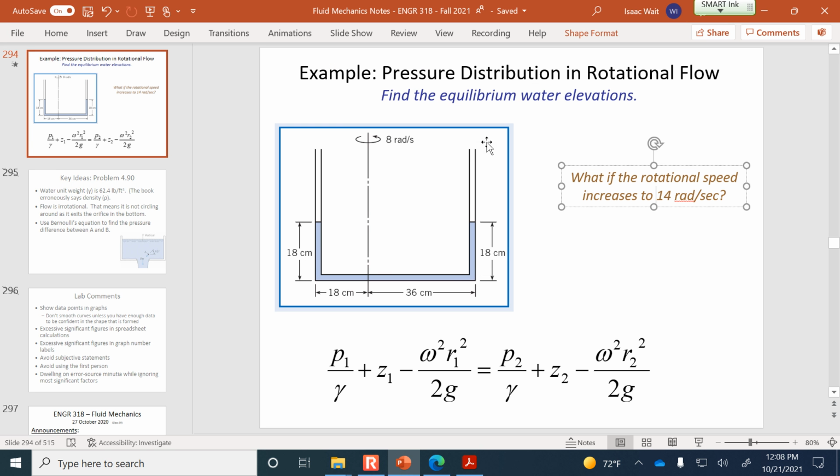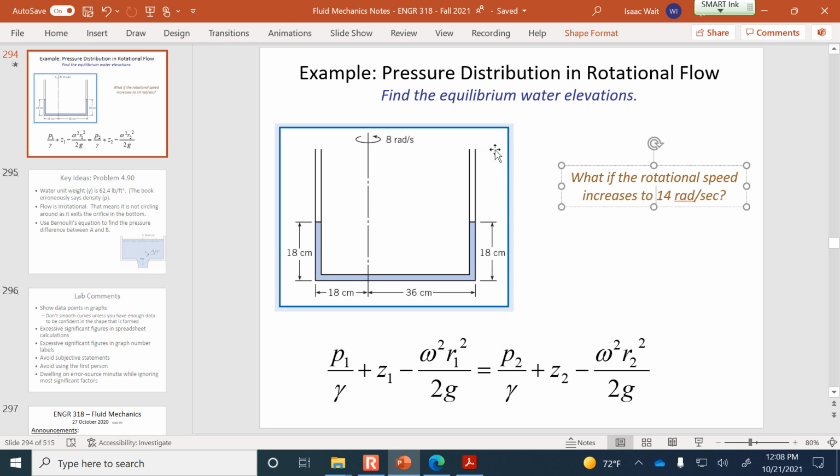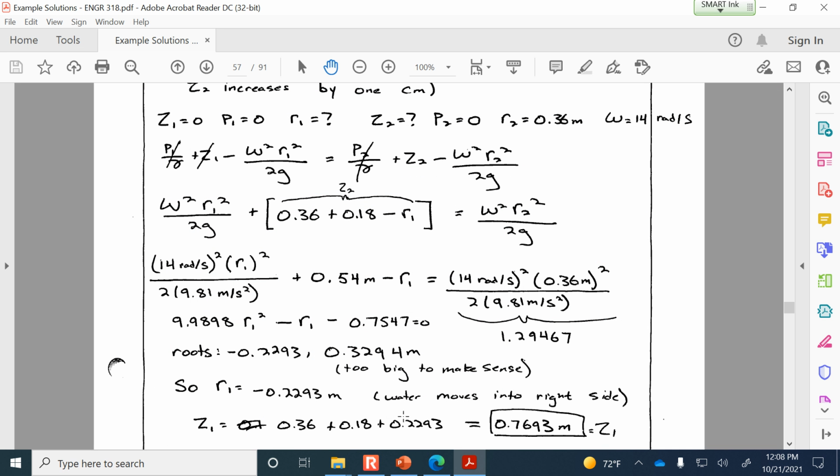So how much water is there in the right leg? It's the 18 that was there to begin with, plus the 18 on the left, and all of this water has shifted over to the right side, plus the additional 22.9 centimeters. So there's a lot of water over in this right leg if we start the rotational rate up to 14 radians per second. So the tricky thing is just finding an equation that relates elevation and radius. Any questions about this example before we break for today?